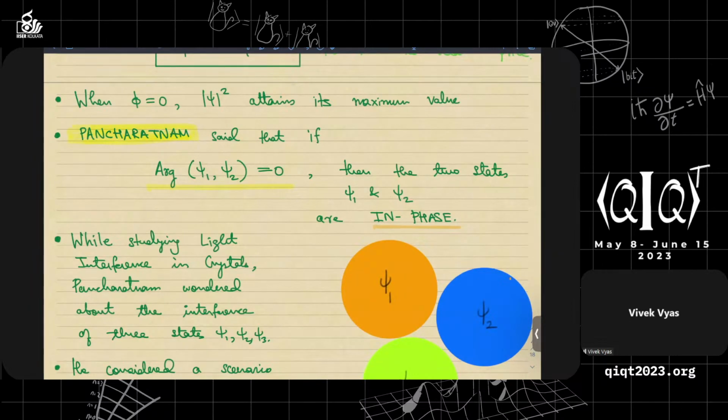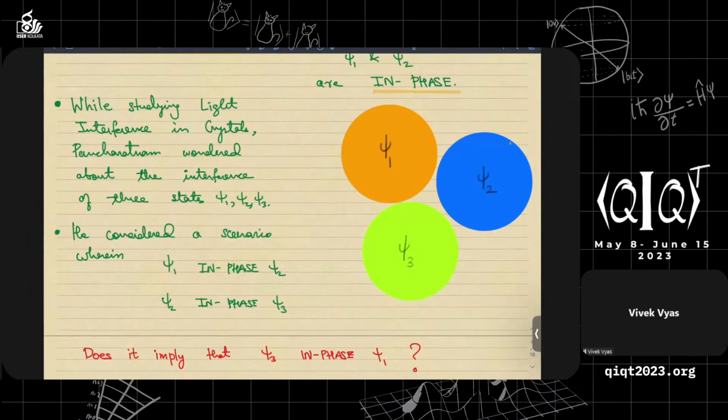Pancharatnam, when he was studying propagation in crystals, came up with a phenomenon where you have three interferences taking place, that is, interference of three states. So you have psi 1 interfering with psi 2, giving you something. You have psi 2 interfering with psi 3, giving you something else. And you have psi 3 interfering with psi 1, giving you something else. And the outcome in the crystal was due to all three of them simultaneously.